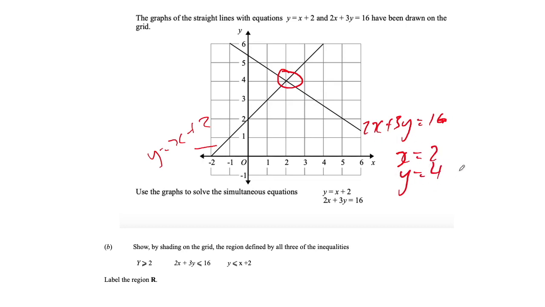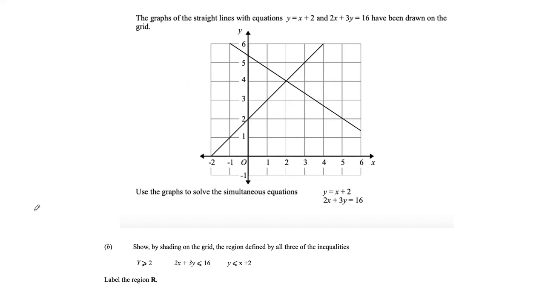To confirm that this is correct, all we have to do is substitute it into one of the equations. So I've got y equals x plus 2 on this side, so what I'm going to do, y is 4, x is 2, 4 equals 2 plus 2, makes sense, so that's going to be right.